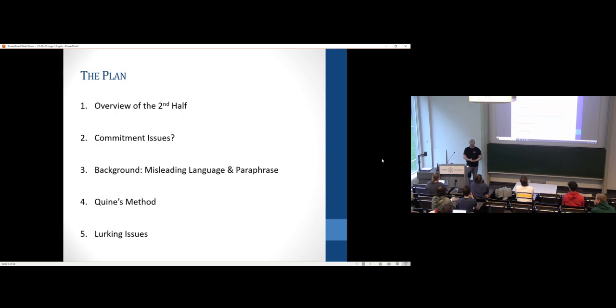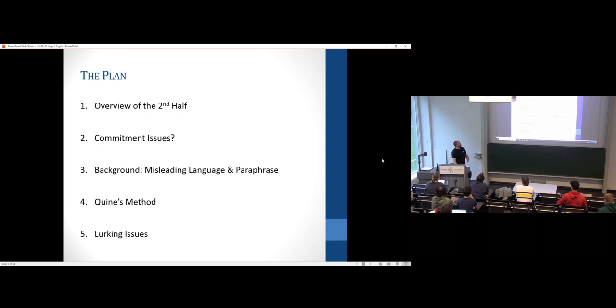Then we'll talk about Quine's method for understanding ontological commitment. I'll give you a couple example cases. So we'll walk through three particular example cases, one of which is actually something I'm really interested in. And then we'll finish off at the very end by talking about two kind of issues with this method that Quine's given us for testing ontological commitment. So that's basically the plan.